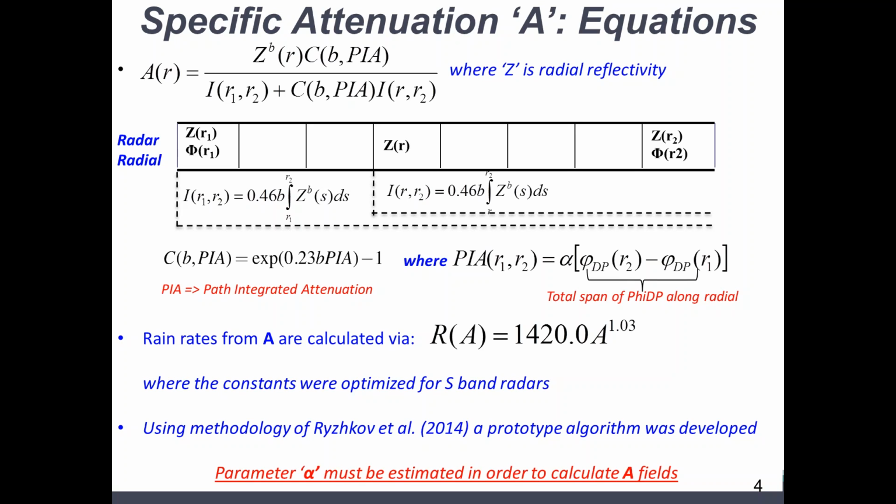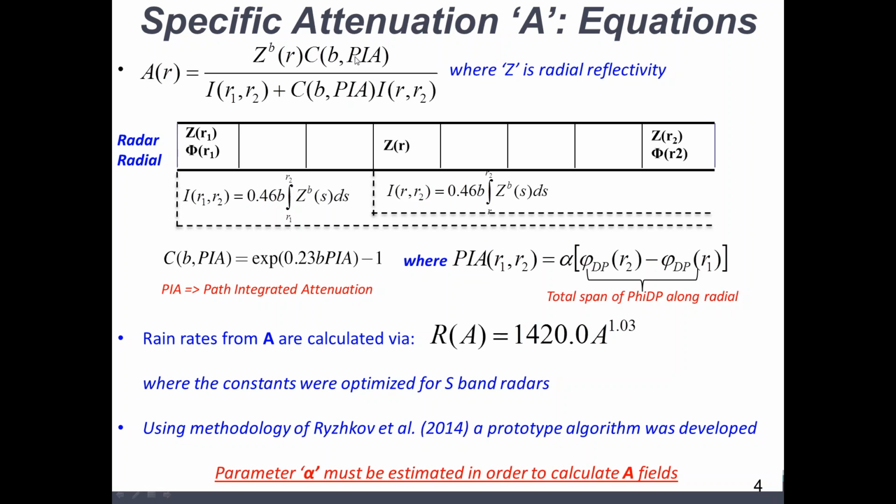I'm not going to go into detail of these equations I'm showing right here, but just for your information, specific attenuation A is a function of radial reflectivity and path integrated attenuation terms. And all you really need to calculate specific attenuation is radial reflectivity along a radar radial, as well as the span of differential phase along it.